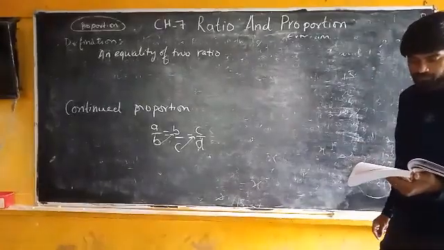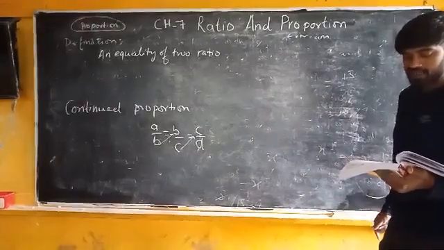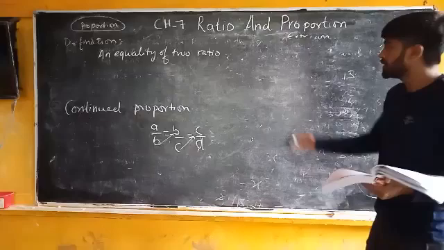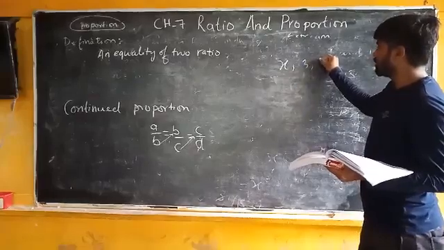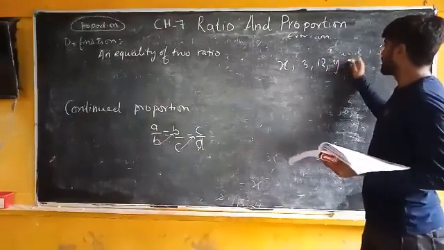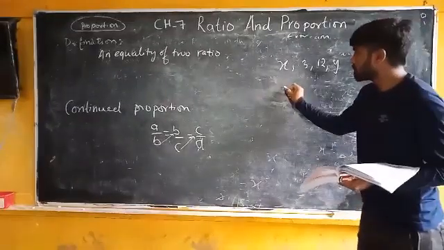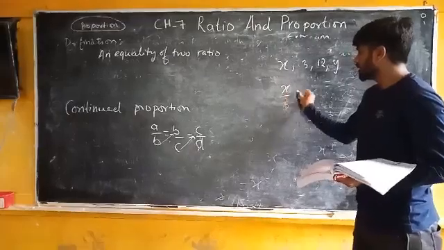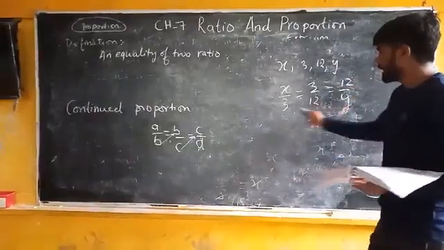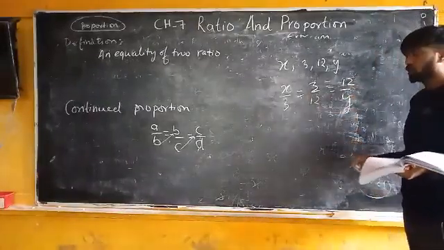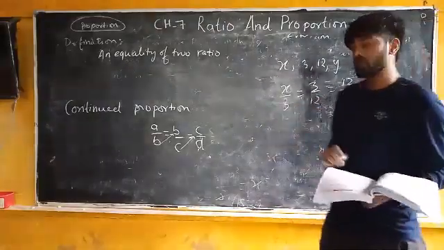That is example number 4. It's a very simple one, and we'll go to the hard examples as well. It says x, 3, 12, y are in continued proportion. Now when they are given in continued proportion, what do I have to do? I write x upon 3 equals 3 over 12 equals 12 over y. I continue the denominator again as a numerator. Can you see? Because the question says it is continued proportion.